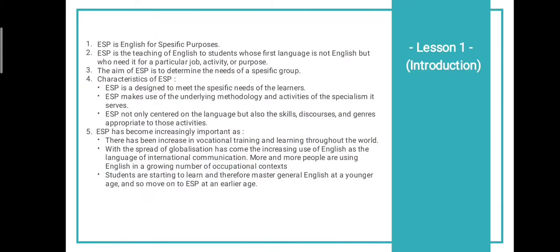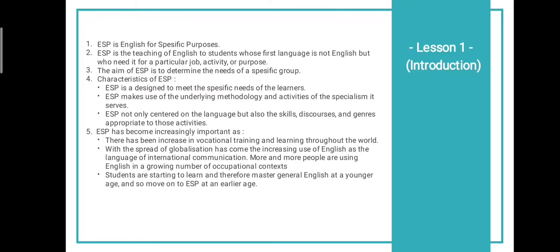Lesson 1 is Introduction. ESP is English for specific purposes. ESP is the teaching of English to students whose first language is not English but who need it for a particular job, activity, or purpose. The aim of ESP is to determine the needs of a specific group.